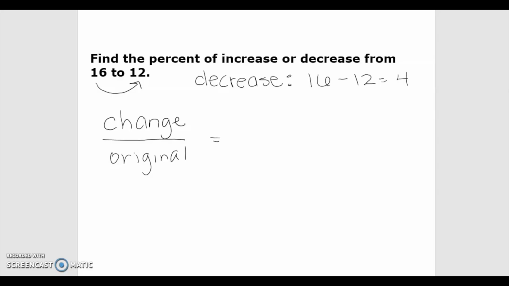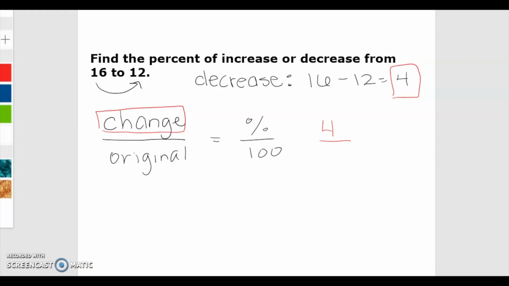And we're going to turn that into a percentage, and we know that percentages are out of 100. So our amount of change here is 4. So 4 is going to go in our numerator. Our original amount is 16. That's the amount that we started with. And we're going to turn that into a proportion, and we're solving for the percent. So my variable goes in place of the percentage because I do not know the percent amount.